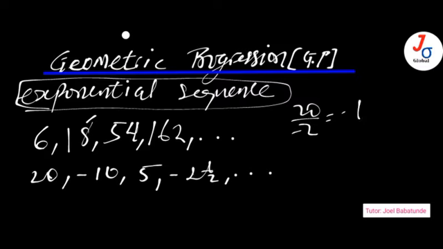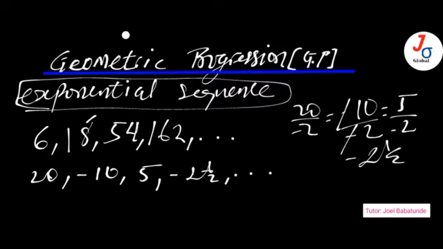That will give you minus 10. Then divided by minus 2, minus cancels out minus, and you have 5. Divided by minus 2, you have minus 2.5. So it's actually a constant multiple of minus half. You multiply 20 by minus half, you get minus 10. Multiply minus 10 by minus half, you get plus 5. Multiplied by minus half, you have minus 2.5.